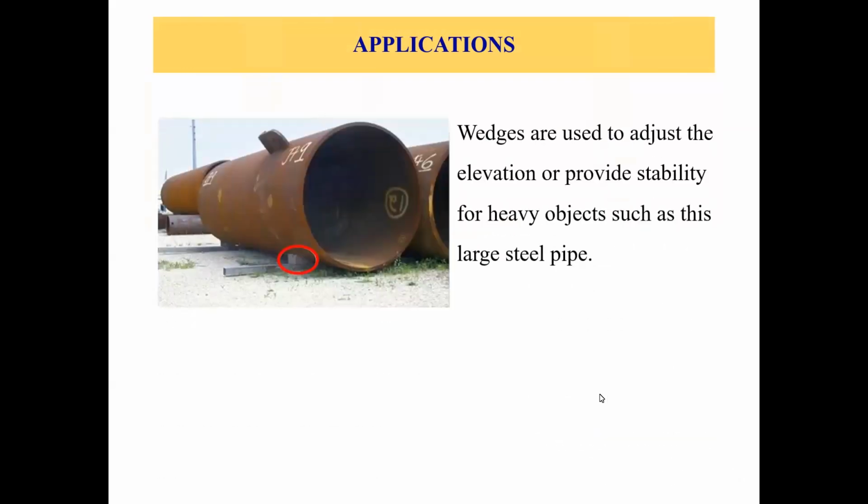Now let's talk about something about wedges. We all know what a wedge is, right? This guy here, this is a wedge. Wedges are used to adjust the elevation or provide stability for heavy objects such as this large steel pipe. It's also used to lift heavy objects. So to adjust the elevation, provide stability, or to lift heavy objects, we use these kinds of wedges.